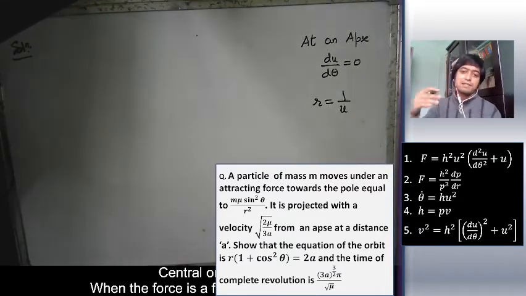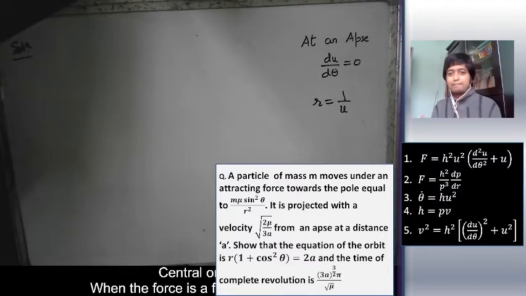If you notice the question, it involves only one part, so h will be the same throughout. If two parts are involved, then h will be different, p will be different. But since we have only one part, h will be the same; it will stay as h only. And because h is a constant, we can actually use its value at the apse.